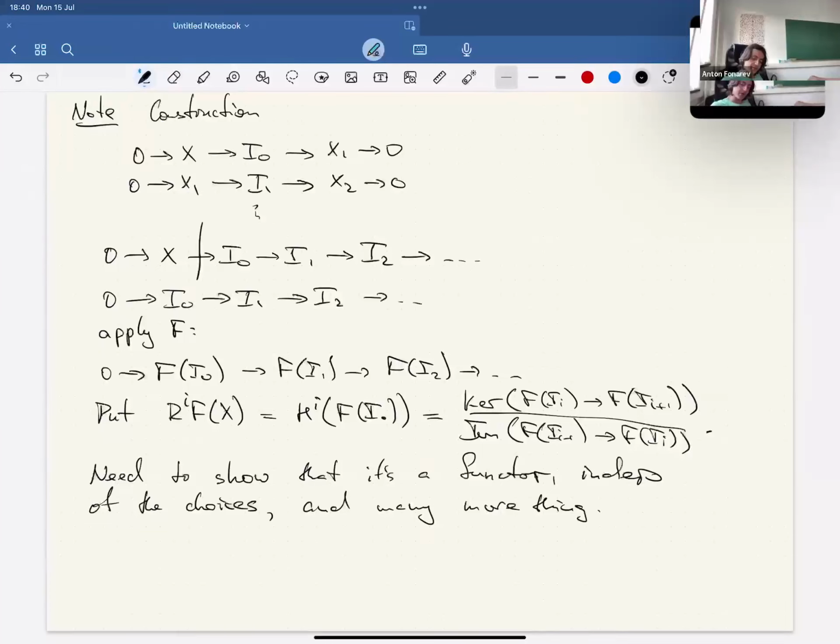So, and many more things. Good news: it has been done. And this is basic homological algebra.